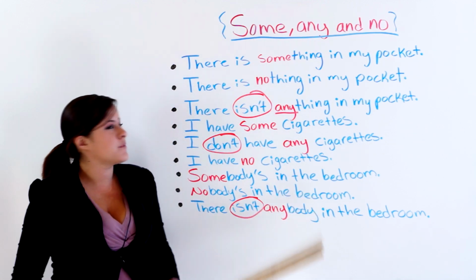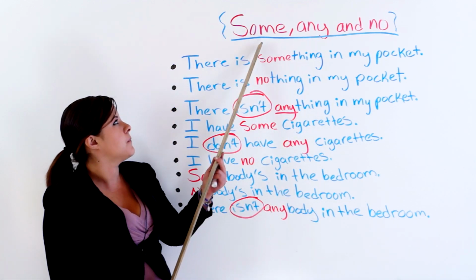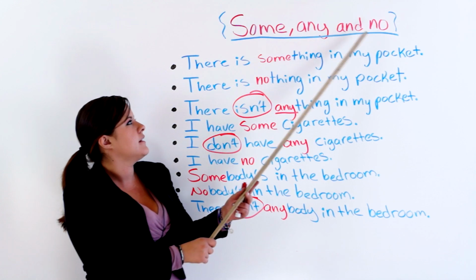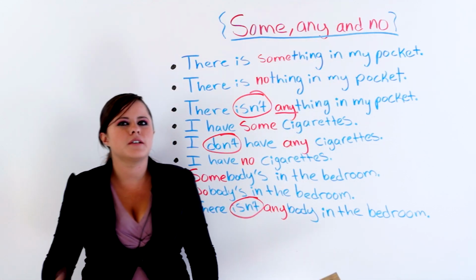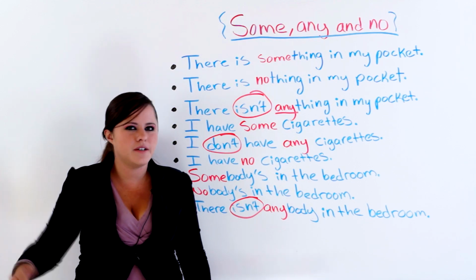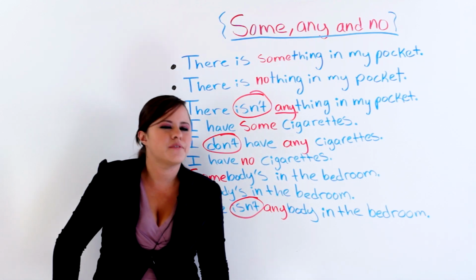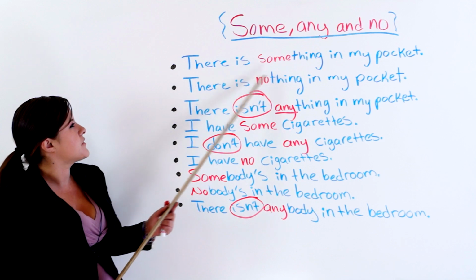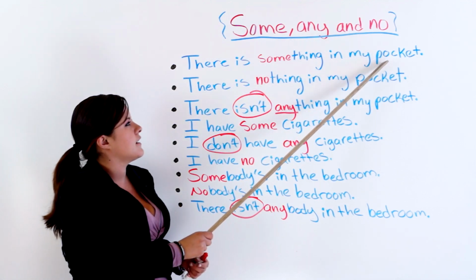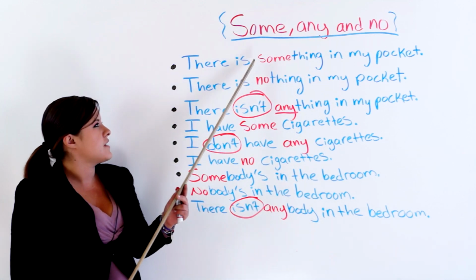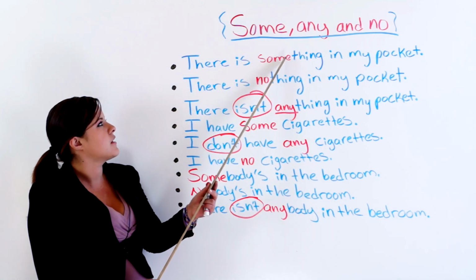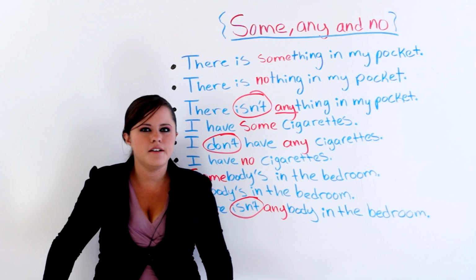In today's class, we're going to talk about how to use some, any, and no to say what you have or what you don't have, what there is and what there isn't. Okay, who's there and who isn't there? The first one says, there is something in my pocket. I have some matches in my pocket or a lighter. So I'm going to say I have something. There is something in my pocket, okay?